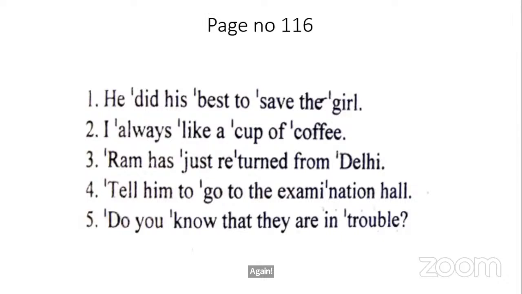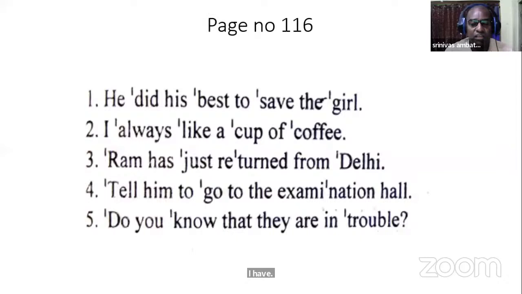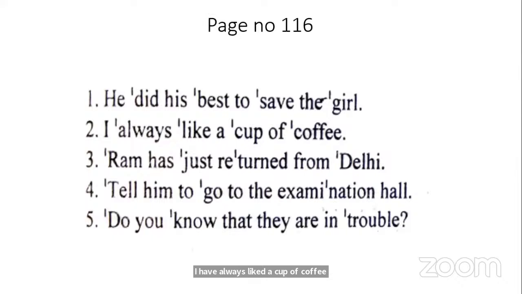Second sentence: I have always liked a cup of coffee. Second one, third, fourth, and last. I always like a cup of coffee. Do you find the variation in the pronunciation? Yes, sir. One of you say it again. I always like a cup of coffee.